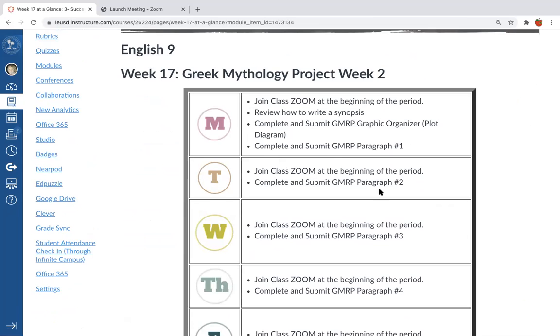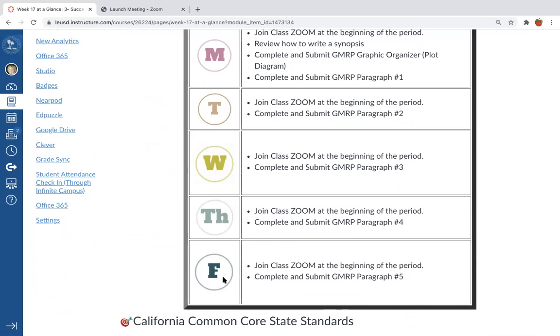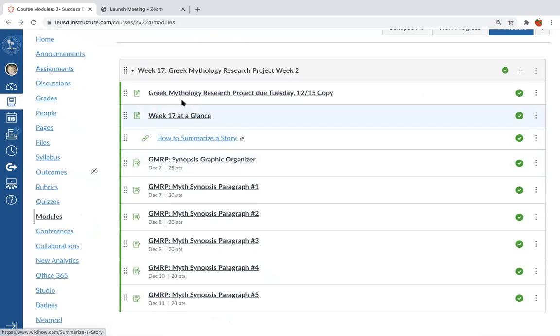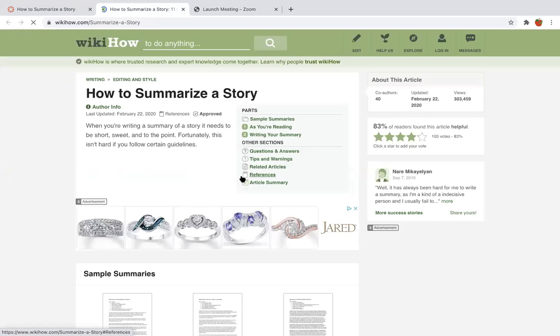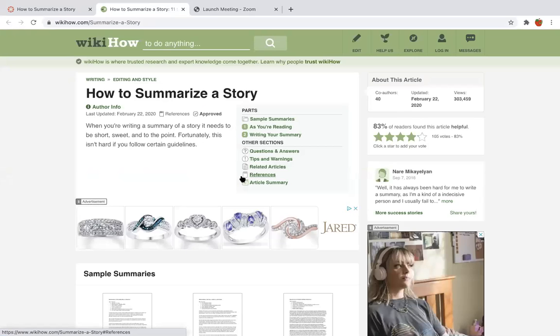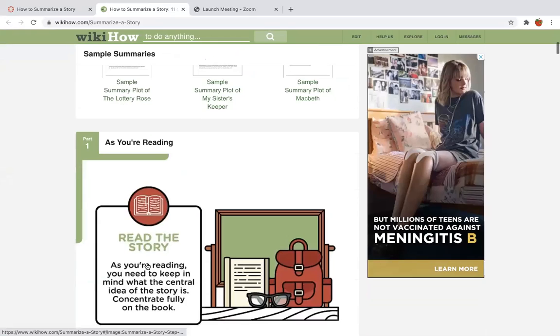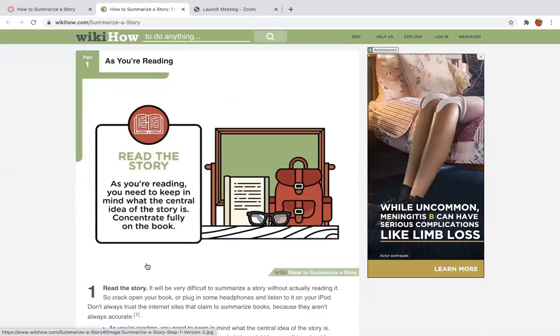And then Tuesdays 2, Wednesdays 3, Thursdays 4, Fridays 5. And I've actually broken down what goes in each one in each of your assignments in the module. So we'll go over those every day. But what I want to do is, I've put what I want in each one of these paragraphs. But if you need a refresher, because you guys learned how to summarize a story way back in probably like 6th grade, you can come back here and these are just steps. And I've already done this for you basically, meaning I've broken it down.